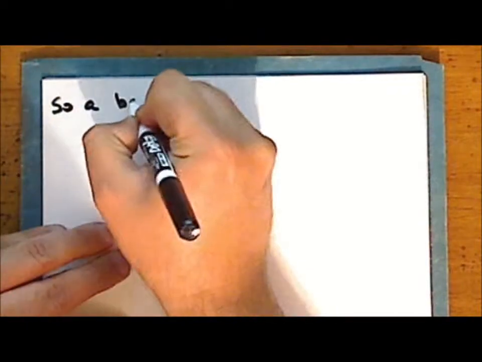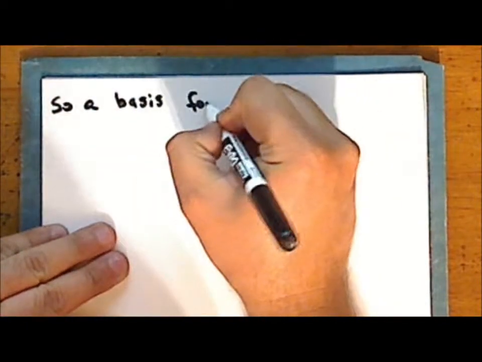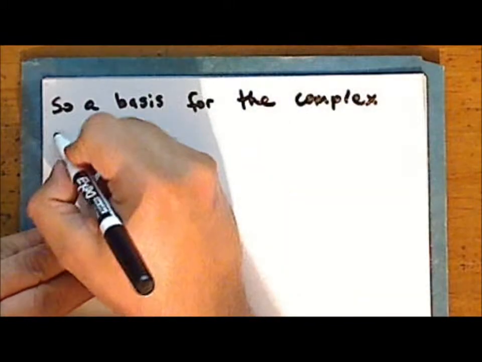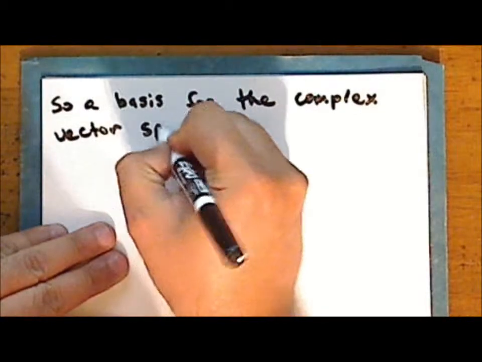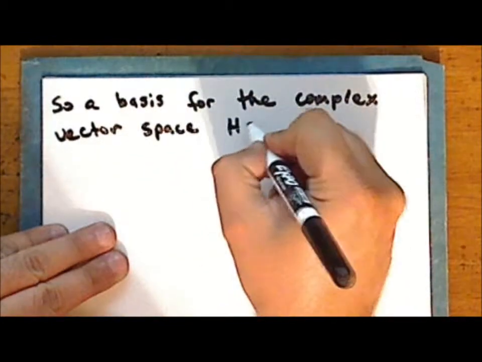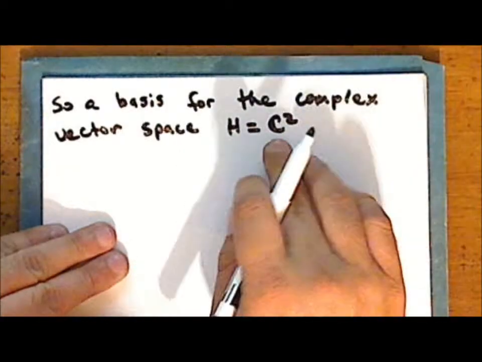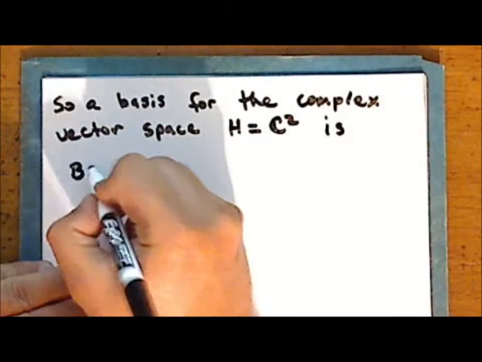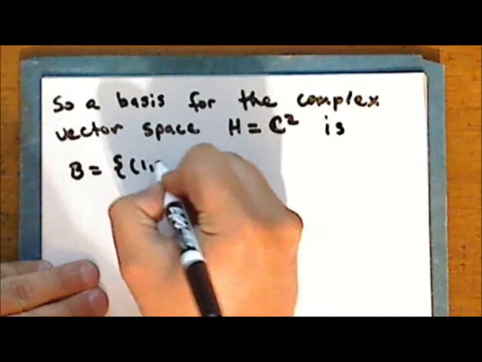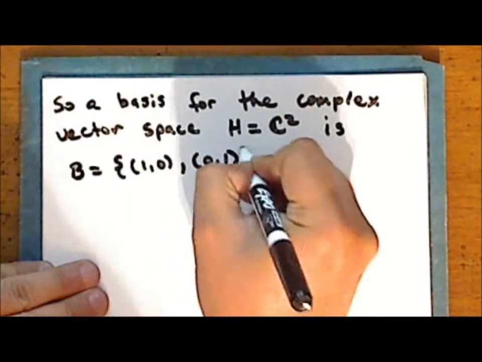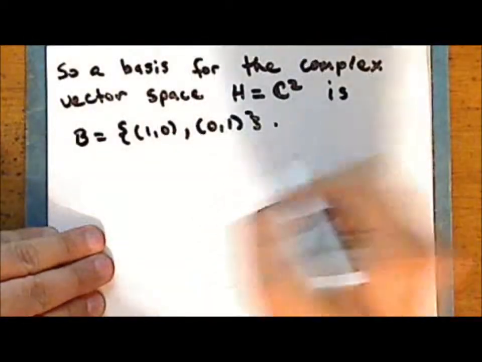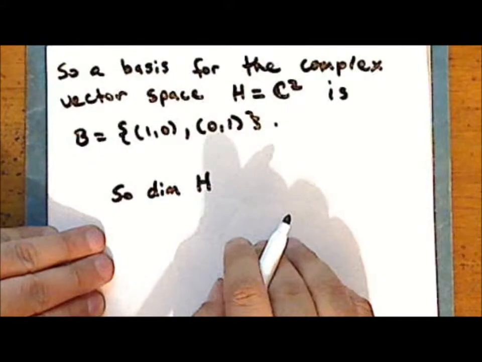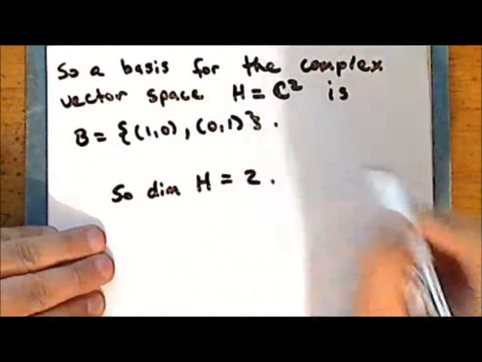So a basis for the complex vector space of the quaternions considered as the coordinate space containing ordered pairs of complex numbers is the set B, which contains the vectors 1, 0 and 0, 1. And so the dimension of the quaternions as a complex vector space is 2.